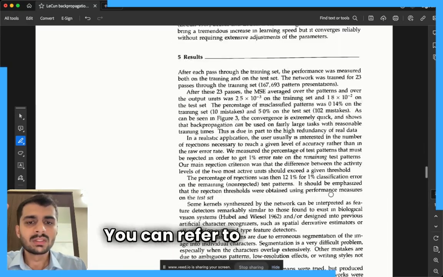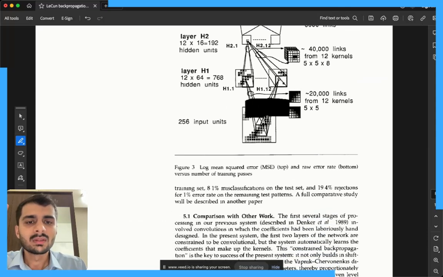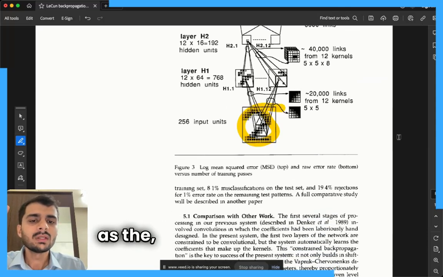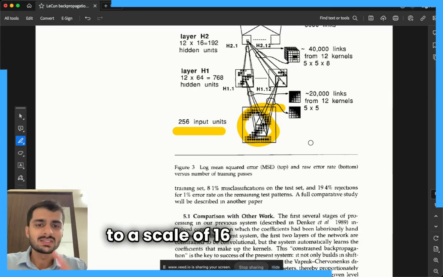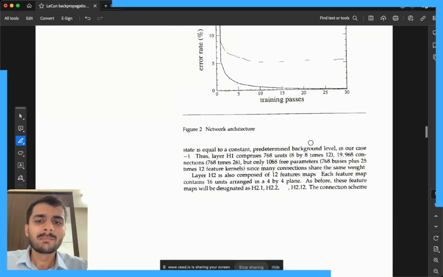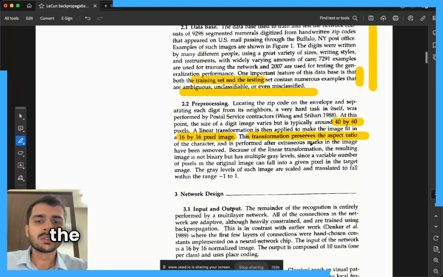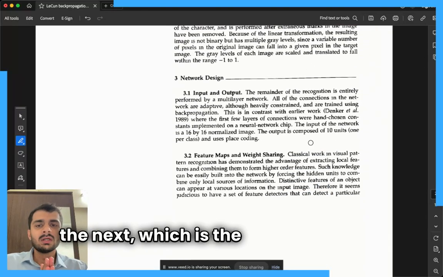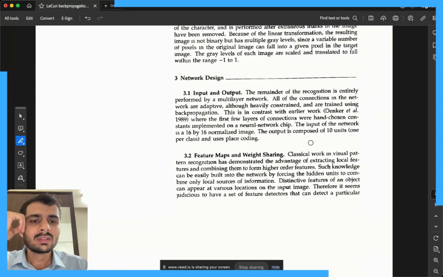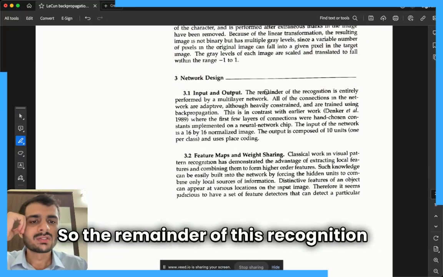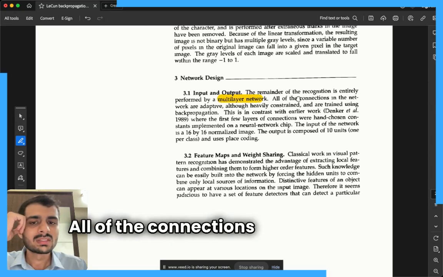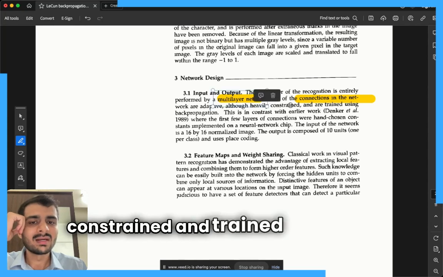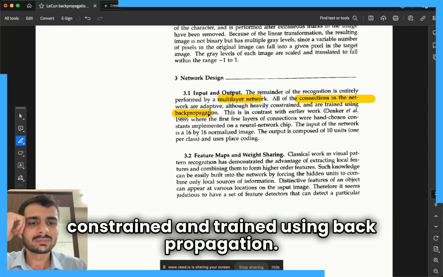You can refer to this as well as the sample image. So it has 256 image input units. It's because the image has been brought down to a scale of 16 by 16 pixels. Okay, so let's move on to the next, which is the network design. So the remainder of this recognition is entirely performed by a multi-layer network. All of the connections are adaptive, heavily constrained, and trained using back propagation.